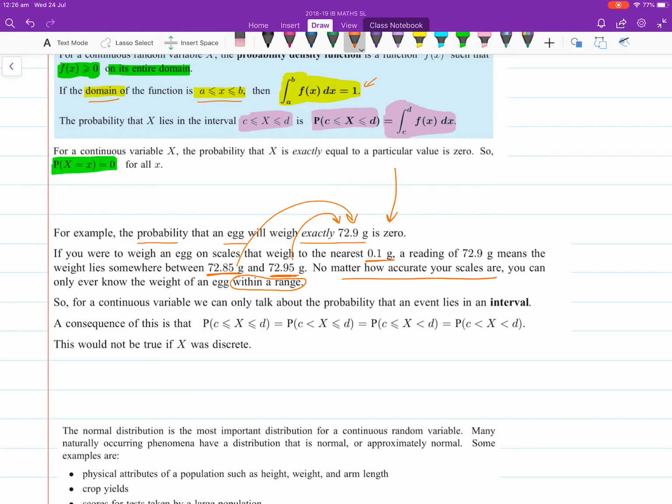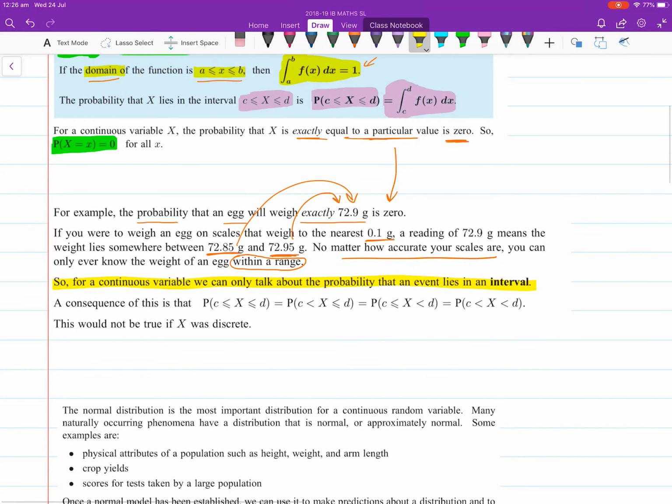So for it to equal a particular value, the probability is 0. So for continuous variables, we only talk about the probability that an event lies in an interval, not an exact value, whereas all the ones we did in the last chapter were exact values. Well, sorry, not exact, integer values. That's a better word.